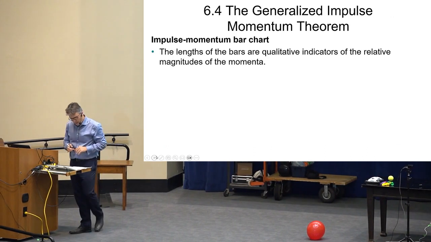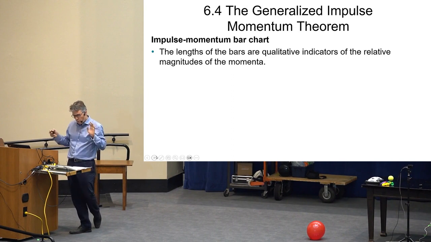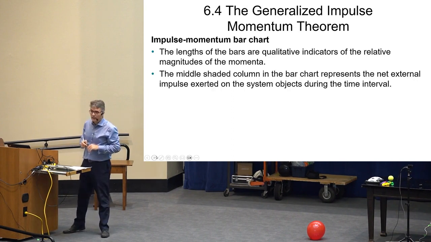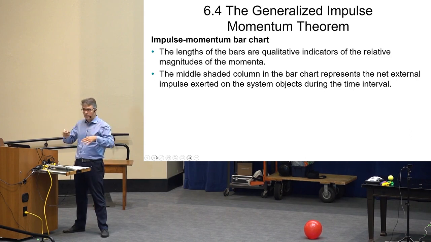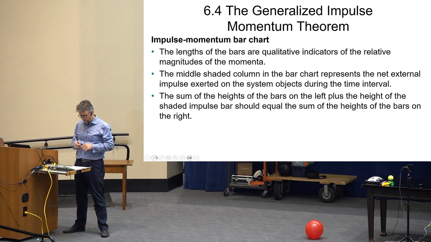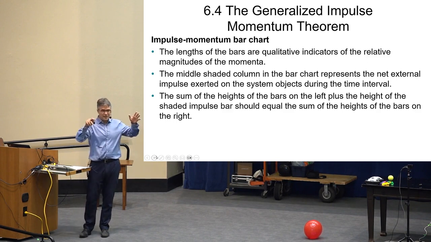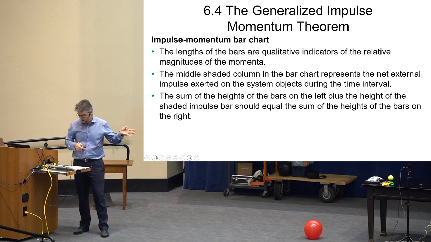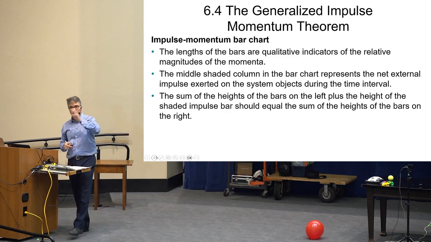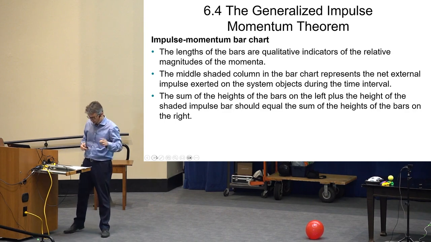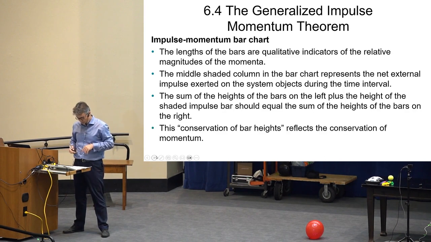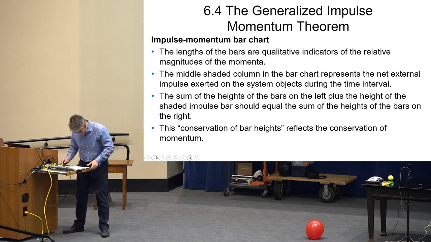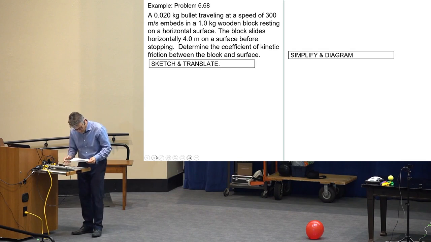I'll try to give an example of it, but the length of the bars are supposed to be sort of qualitative indicators of how much momentum is in each thing. That J thing, again, represents the external impulse. And the idea is that you've got an equal sign in there, and the sum of all the heights on the left plus the height of the J should equal the sum of the heights of the bars on the right. Conservation of bar heights.